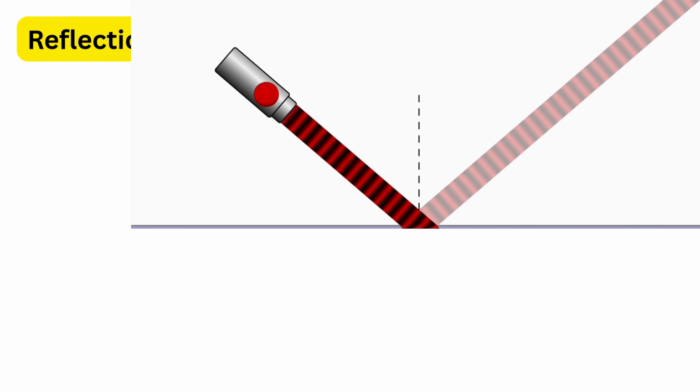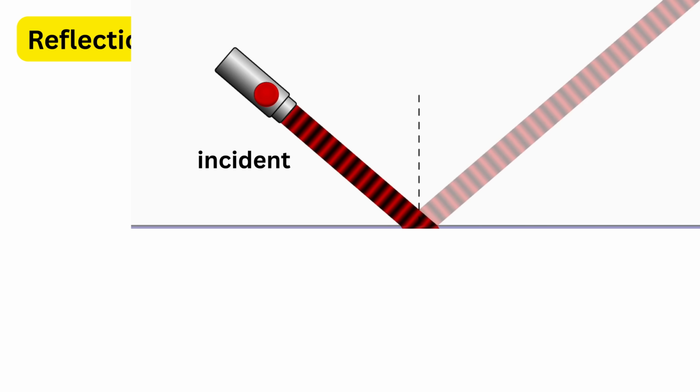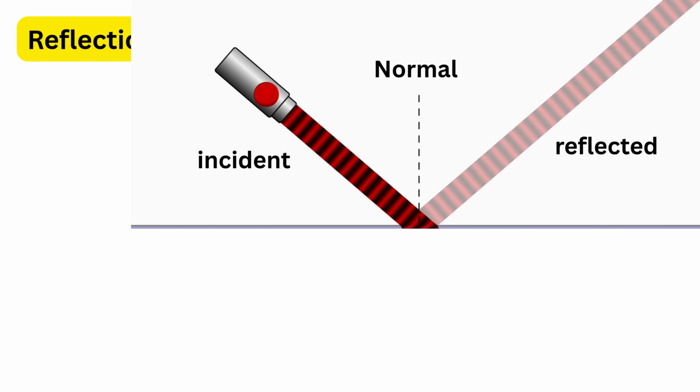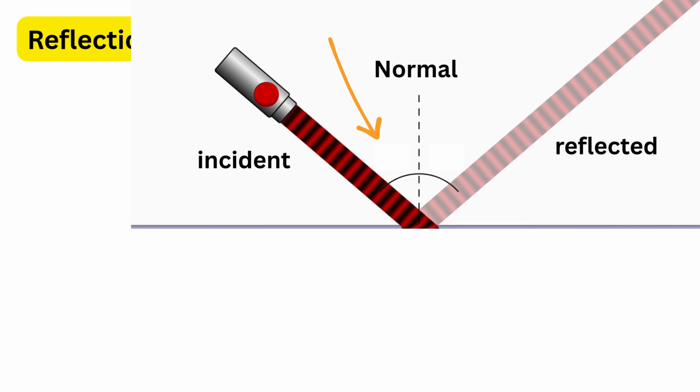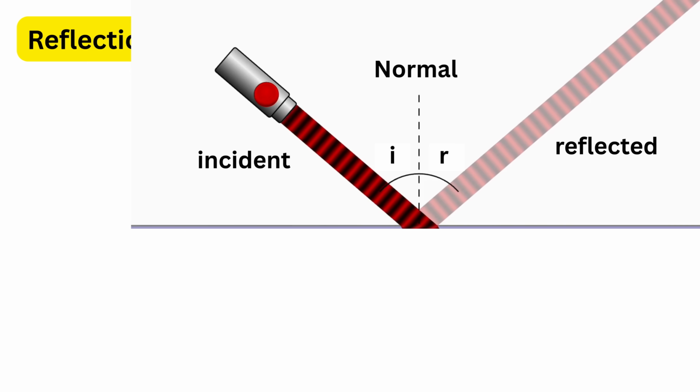In this process, the light wave or light ray that comes in is called the incident wave or incident ray. The line drawn at a right angle to the surface is the normal, and the ray that bounces off is the reflected wave or reflected ray. The angle at which the light comes in is called the angle of incidence, and the one at which it goes out is the angle of reflection. And interestingly, both these angles are always equal.